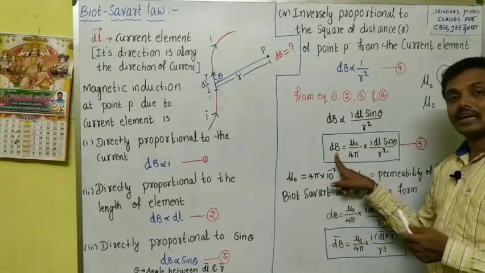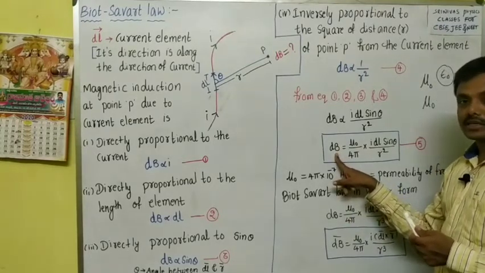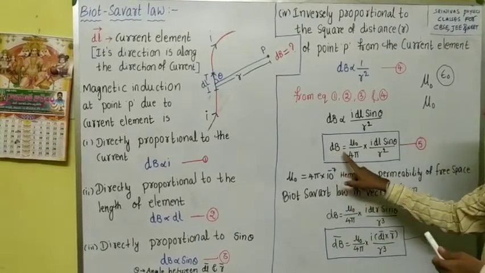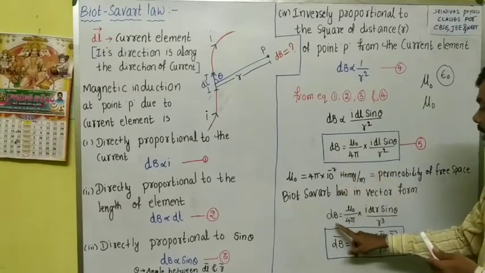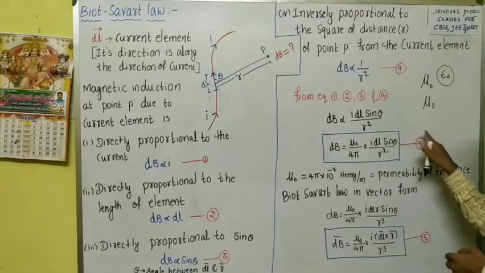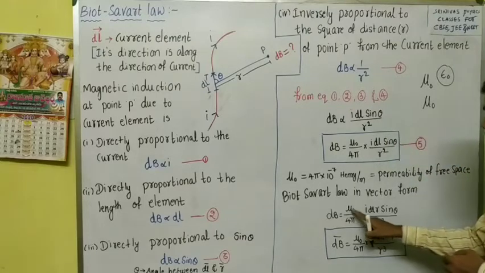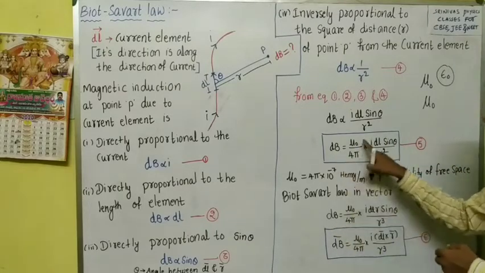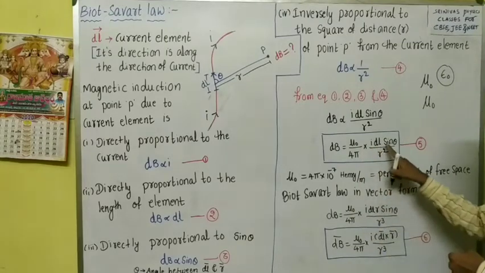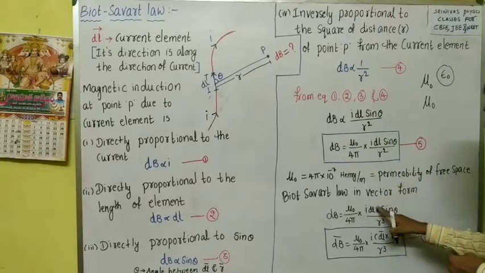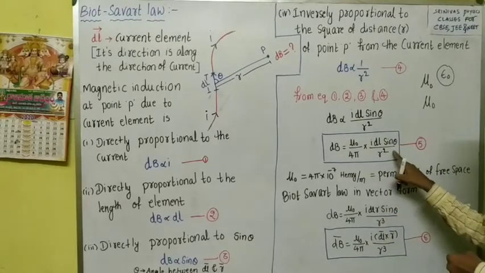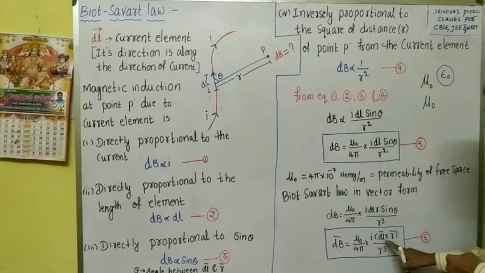Here magnetic induction is a vector. It has some direction. If you want to express the Biot-Savart law formula in vector form, you have to multiply this equation with r and divide with r. Look here, dB equals mu naught by 4 pi, I dl. Here I am multiplying with r. Then in the denominator also we multiply with r, then it will become r square into r, that is r cube.